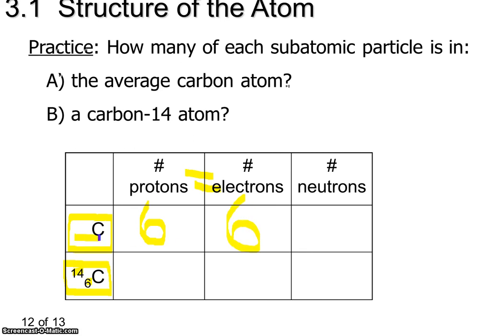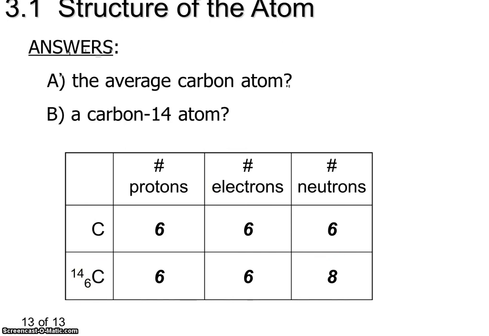The average atomic mass for carbon is 12.011. So we're going to round that to 12. So if there are 12 items in the nucleus, 6 of which are protons, that leaves 6 of them to be neutrons. So your average carbon atom is going to be 6, 6, 6. Now if we're talking about the carbon-14 isotope, that means we know the mass is going to be a little bit different, but we're still going to have this same 6 protons and 6 electrons to balance it out. But now we know specifically for this atom of this isotope, there's going to be 8 neutrons because 14 minus 6 is 8. There we go.